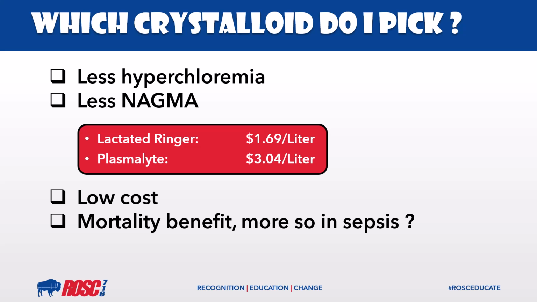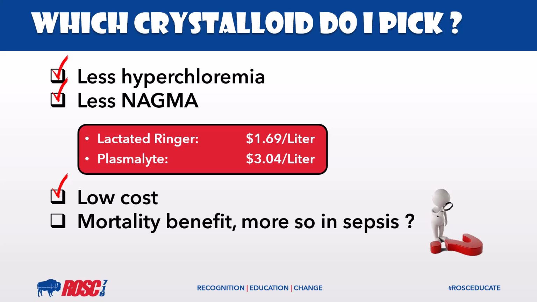At the end of the day, what crystalloid do I pick? Well, I pick the one that causes less hyperchloremia, less non-anion gap metabolic acidosis, the one that's cost effective, and it would be great if I could see a mortality benefit in one of the crystalloids that I use, but that's questionable.